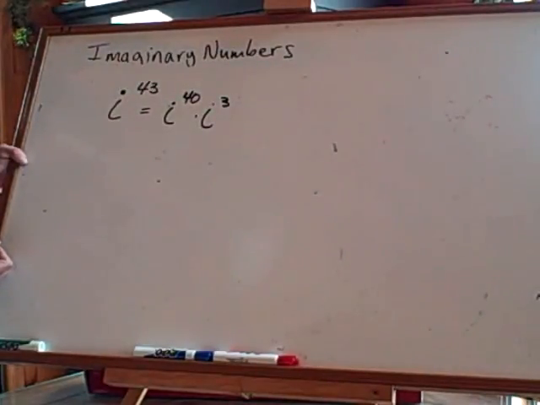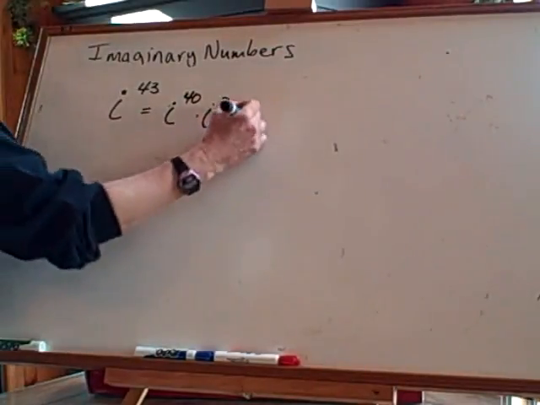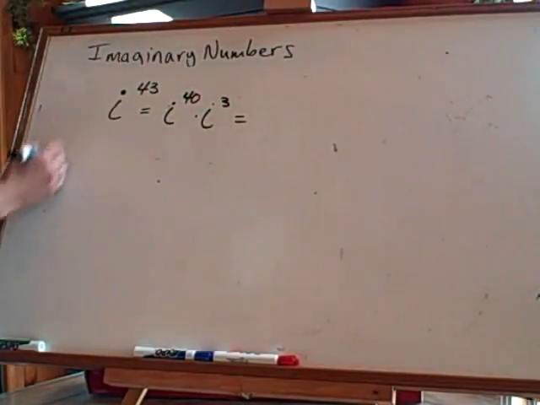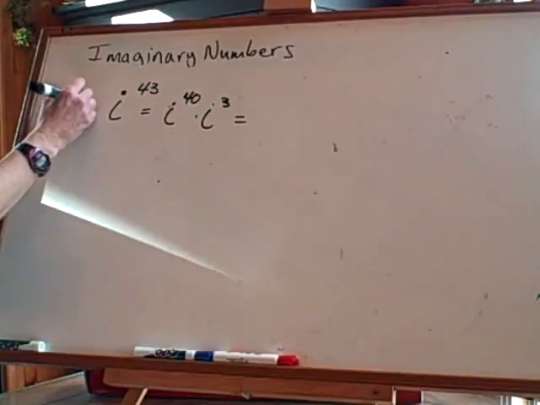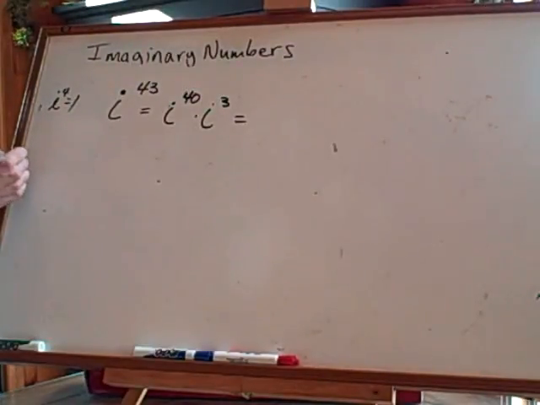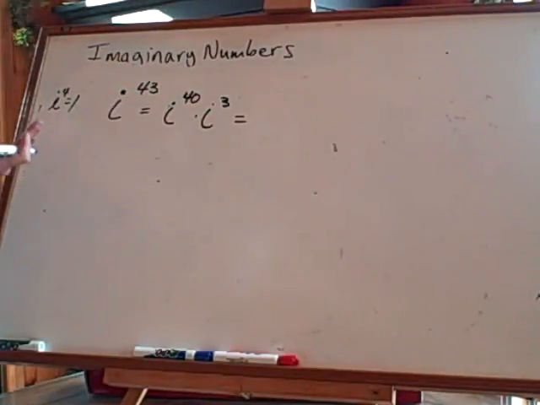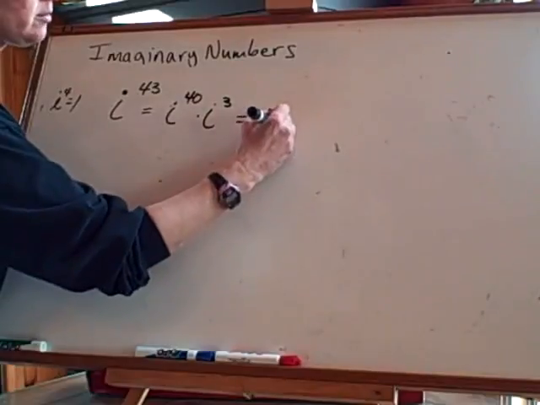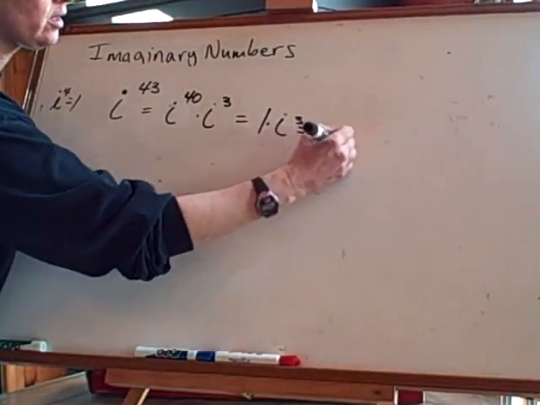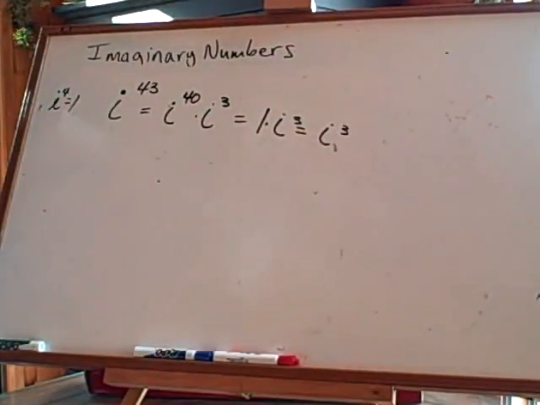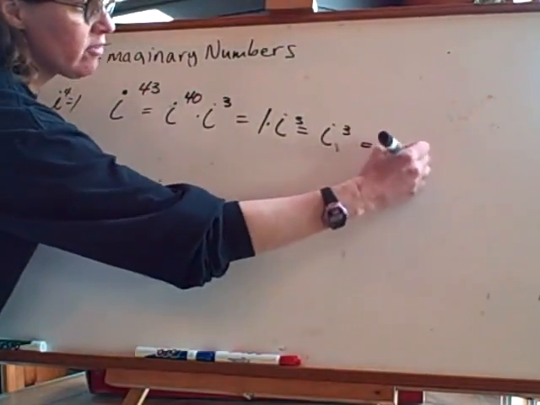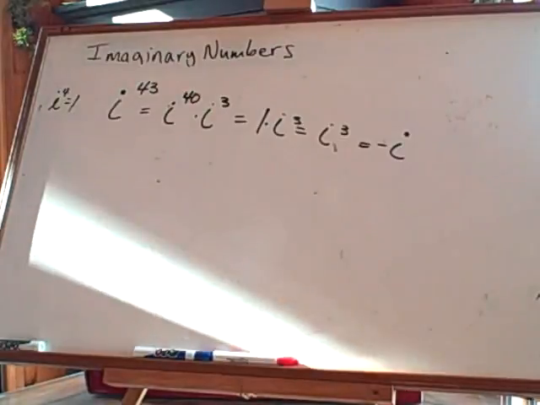Does that make sense so far? So i to the 40th is the same thing as what? Well, i to the 4th was 1, and i to the 40th would be i to the 4th to the 10th power, so 1 to the 10th would still be 1. So it's 1 times i to the 3rd, so you're left with i to the 3rd. We would still say that's negative i. That's as simple as it gets.